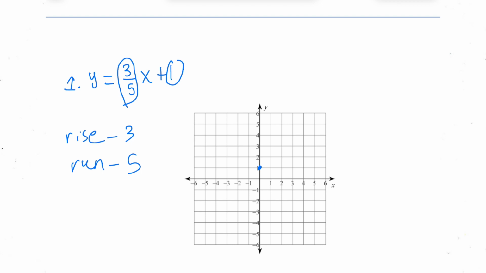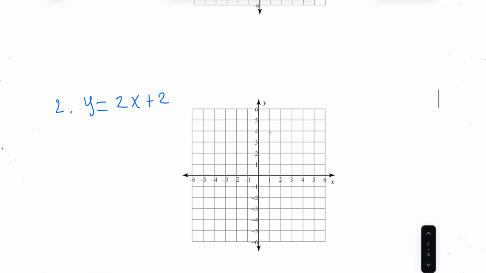So going up 3 times, 1, 2, 3. To the right 5 times, 1, 2, 3, 4, 5. That means our second point is here. And now we have 2 points. We can connect those. And we have a line. And that's it. So that's the graph for number 1. Moving on to number 2.